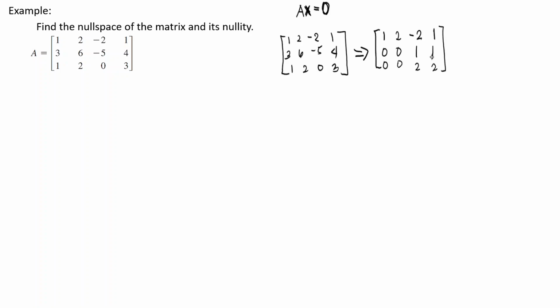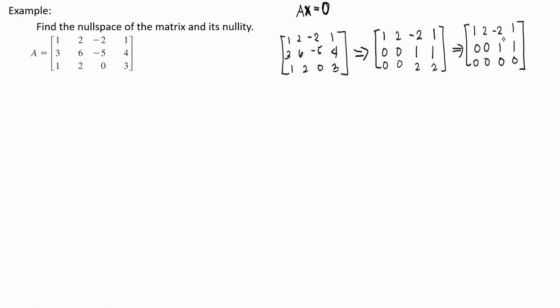Okay, and then continue. We will make this entry here 0. So we have 1, 2, negative 2, 1, 0, 0, 1, 1, 0. We can multiply this by negative 2 and then add to row 3. So that means this becomes 0, negative 2, and then this becomes 0 also.